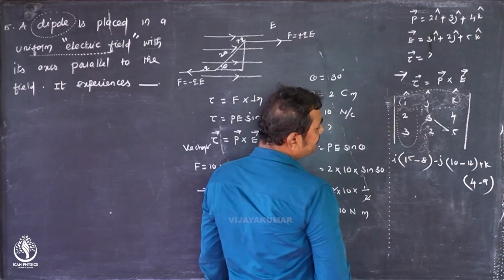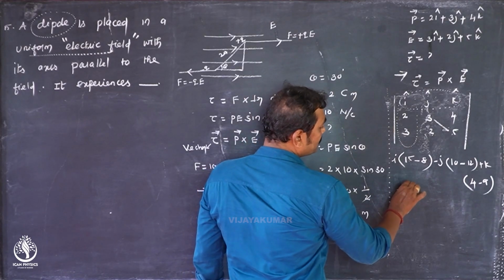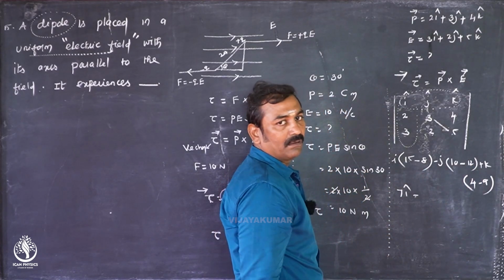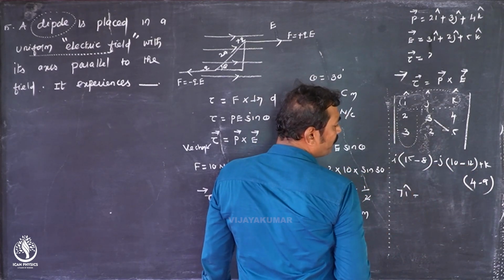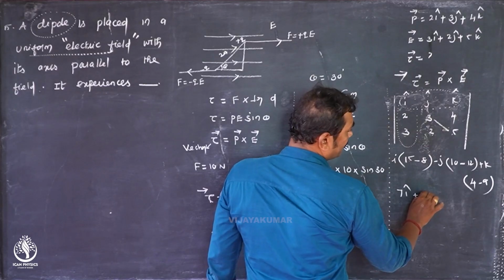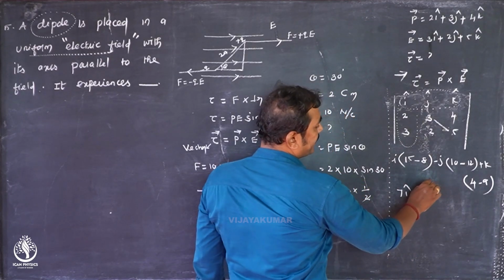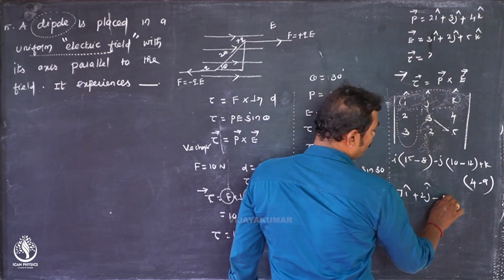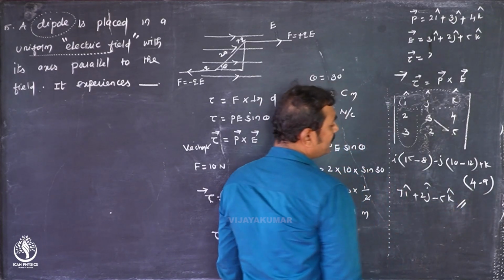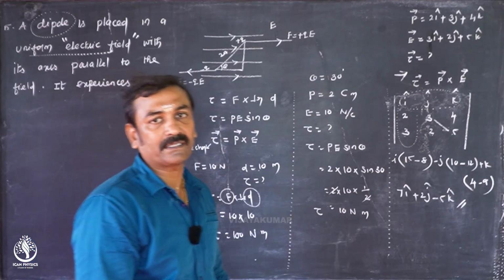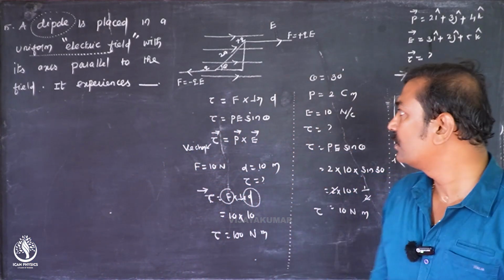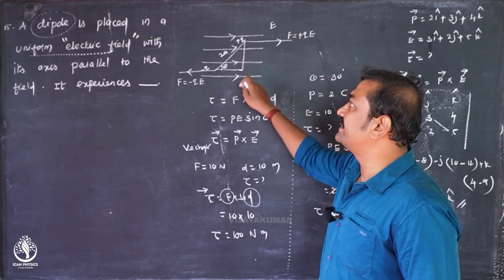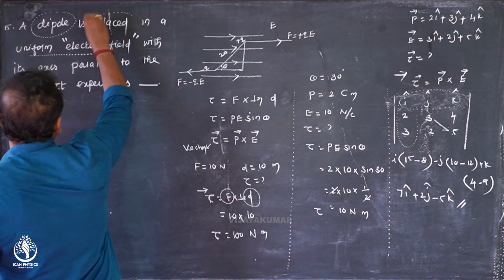So 15 minus 8 is 7, so 7 i cap. Then minus j times 10 minus 12, which is minus 2, so plus 2 j cap. Then 4 minus 9 is minus 5, so minus 5 k cap. Like that we can do the cross product of two vectors. So when the dipole is placed, now we can add another one.